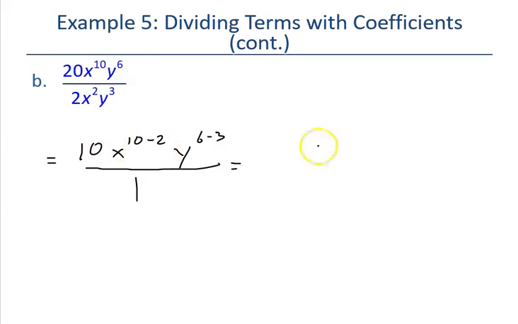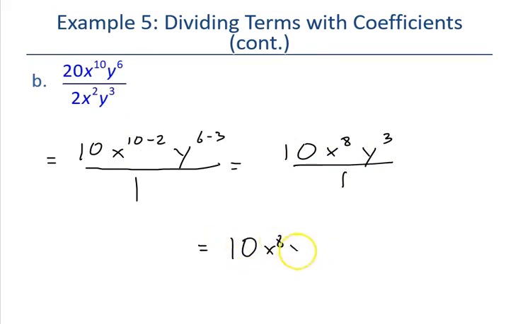So continuing on, I'm going to have 10 x to the 8, because I have this 10 minus 2, y to the third, all over 1, which is going to end up equaling 10 x to the 8 y to the third. And that's when we can write it without the 1.